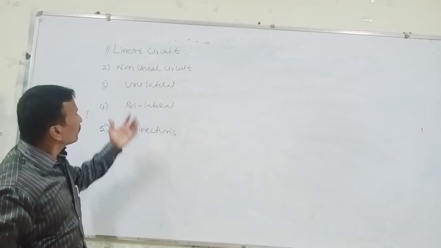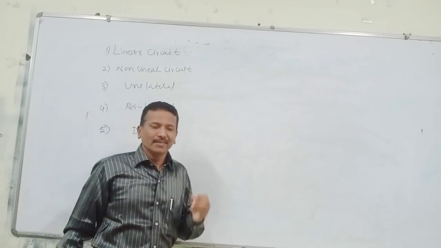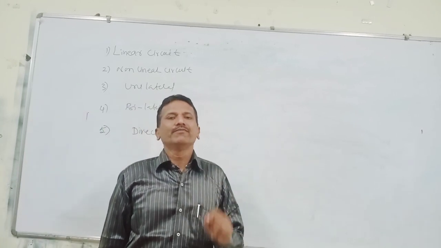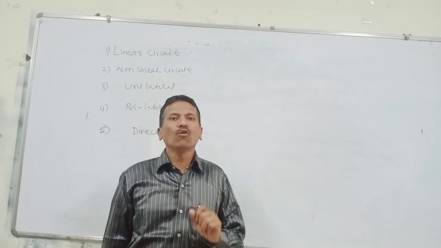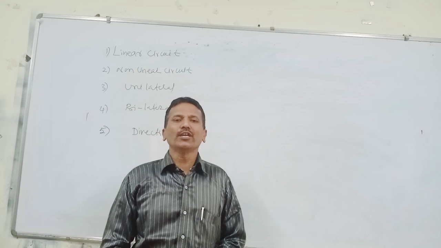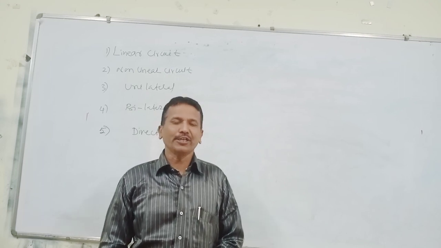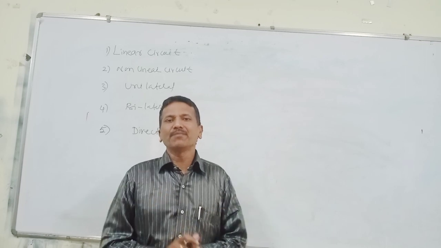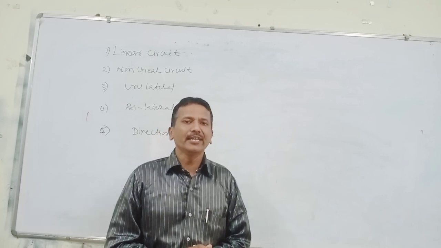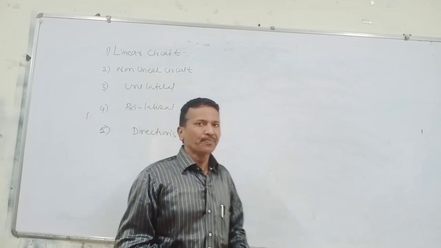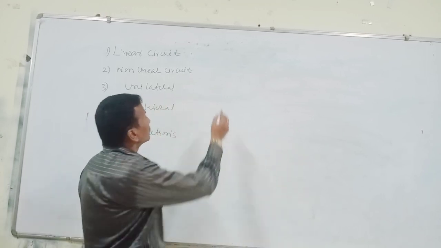Now, the definition of a linear circuit. A linear circuit can be defined as a circuit which obeys Ohm's law. The circuit which obeys Ohm's law is called a linear circuit. All electrical components or all electrical parameters come under linear elements. Those are nothing but a linear circuit.